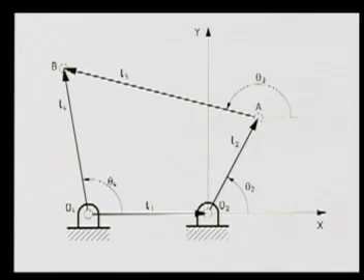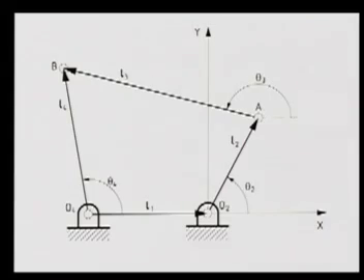For this given configuration, that is if theta 2 is given, by displacement analysis we can obtain theta 3 and theta 4. After doing this displacement analysis, that is knowing theta 3 and theta 4, we should be in a position to carry out the velocity analysis. What do you mean by velocity analysis? Let's say the input velocity, that is theta 2 dot, the angular velocity of link 2, is prescribed, and we have to find out the angular velocities of link 3 and link 4, which are given by theta 3 dot and theta 4 dot respectively. Obviously, everything is measured positive in the counterclockwise direction.